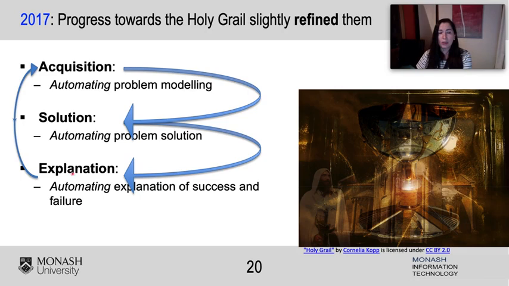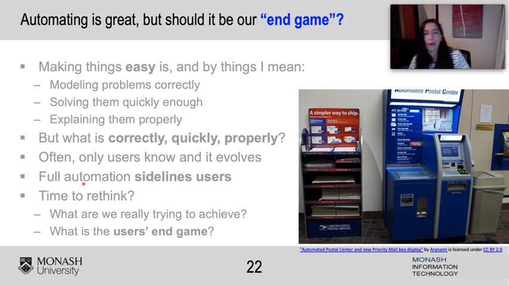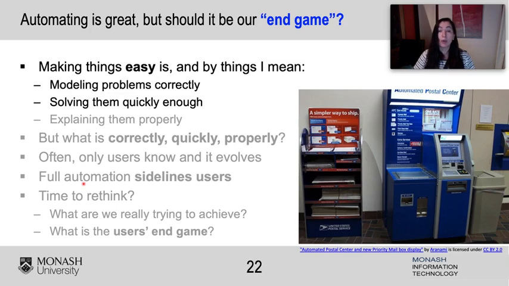And for me, that's the part I am not so sure about. Yes, automation is very important, but are we talking about automation, or are we talking about supporting? Because yes, automation is great, but should it be the end game? Not so sure. For me, the end game is to make things easy. And by things, what I mean is modeling the problems correctly, solving them quickly enough, and explaining them properly.